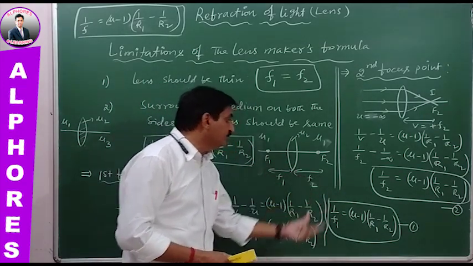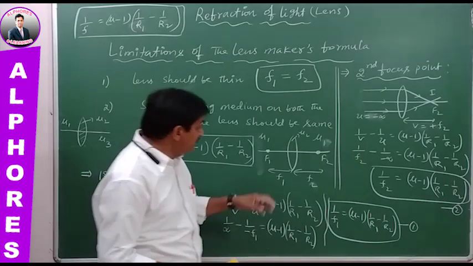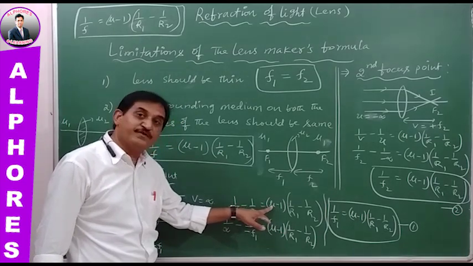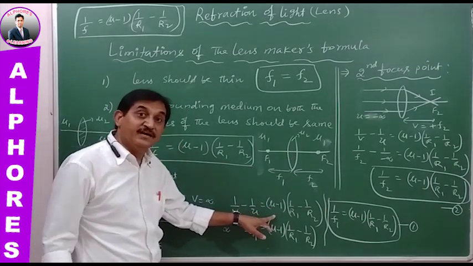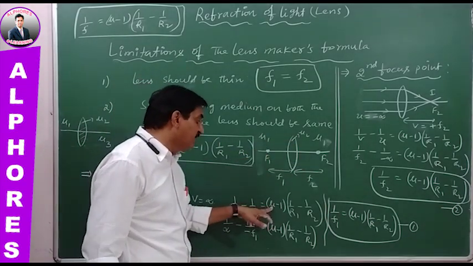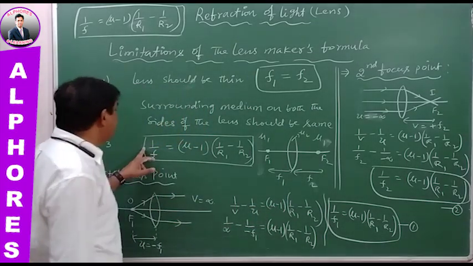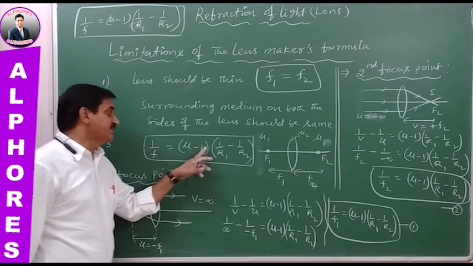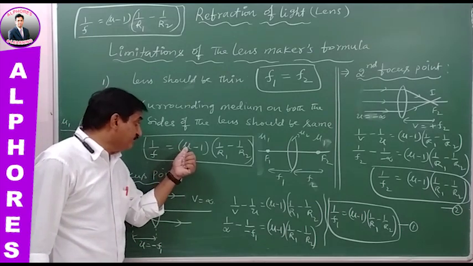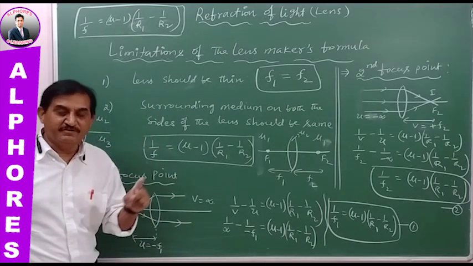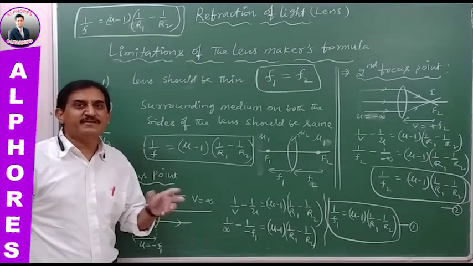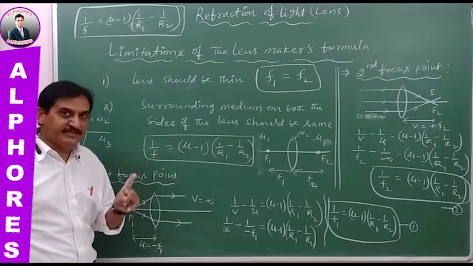Therefore, f1 is equal to f2 is proved here, because the lens maker's formula is used. Here mu minus 1, where mu is the refractive index of the lens relative to the surrounding, that is, the air medium is taken into account on both sides. Therefore, we are getting this mu minus 1. So this lens maker's formula, 1 by f is equal to (mu minus 1) into (1 by r1 minus 1 by r2), uses mu minus 1 whenever the surrounding medium is air or vacuum. Air or vacuum have almost the same refractive index, taken to be 1.